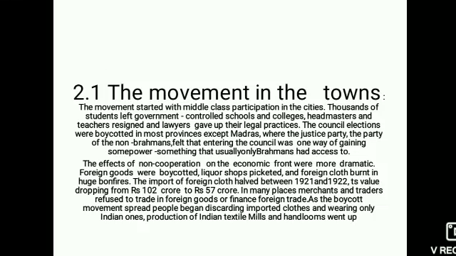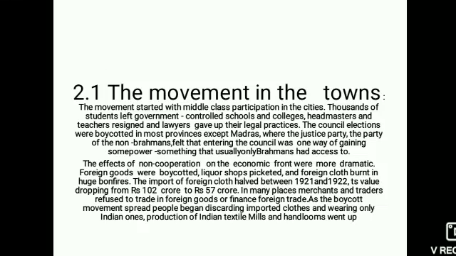The effects of non-cooperation on the economic front were more dramatic. Foreign goods were boycotted, liquor shops picketed, and foreign clothes burned in huge bonfires. The import of foreign clothes halted between 1921 and 1922, its value dropping from rupees 102 crores to rupees 57 crores.